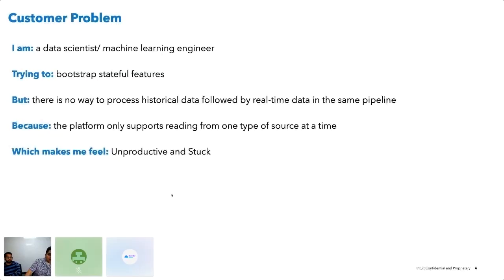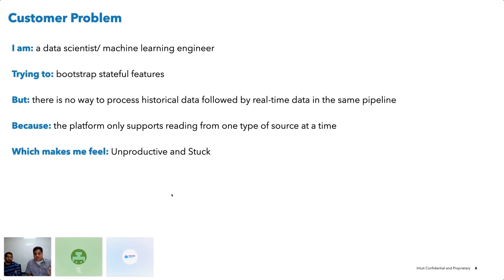OK, so let's talk about a customer problem. If I were a head of data scientists and machine learning engineers, what I'm trying to do is bootstrap the stateful feature. I will clarify this terminology, but there is no way to process historical data followed by real-time data in the same pipeline. We are just talking about Beam here, because the platform only supports reading from one type of source at a time, number one.